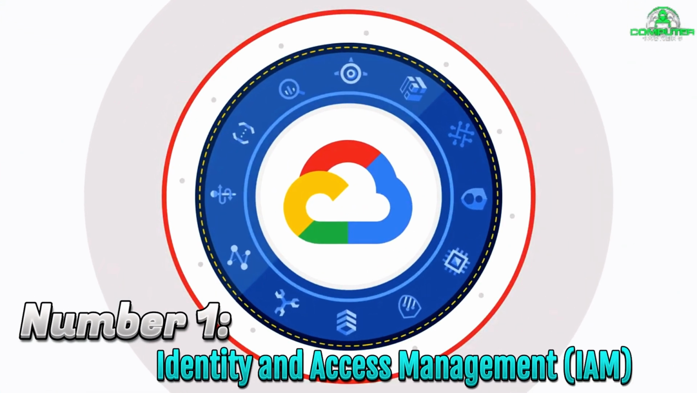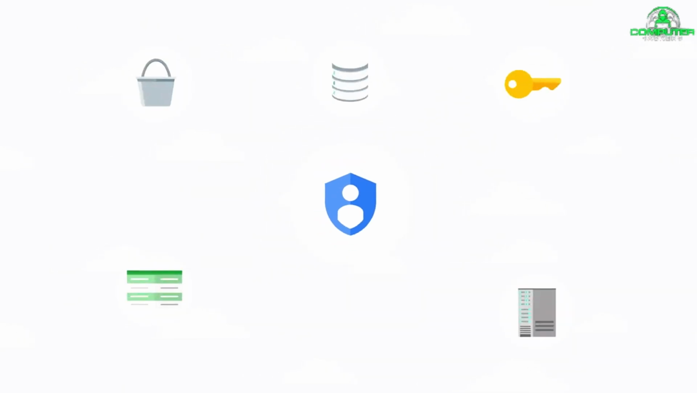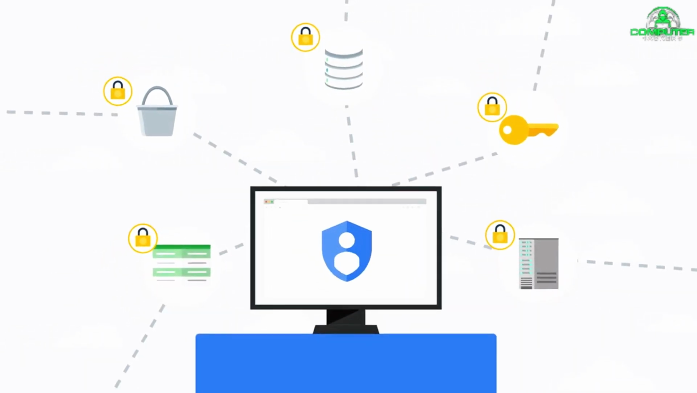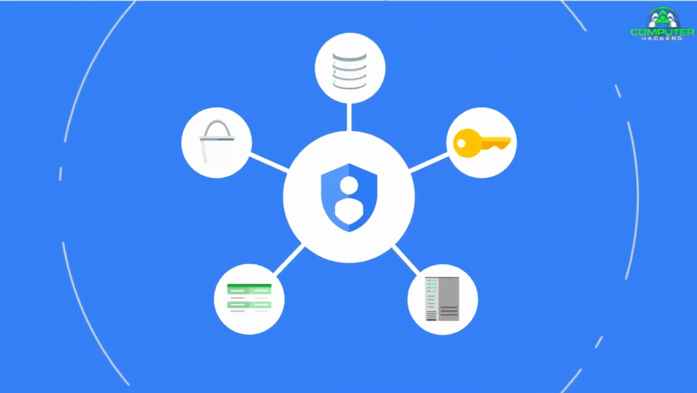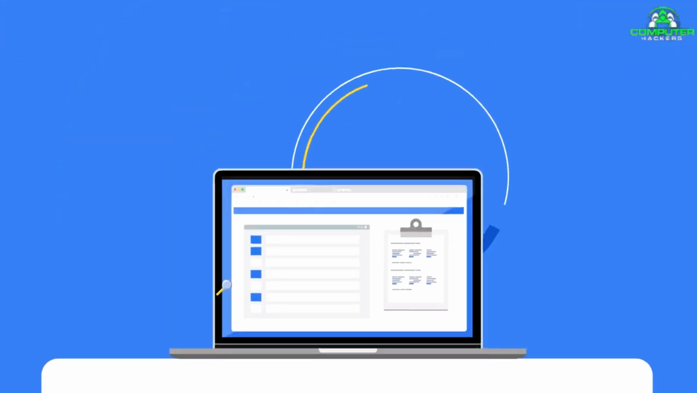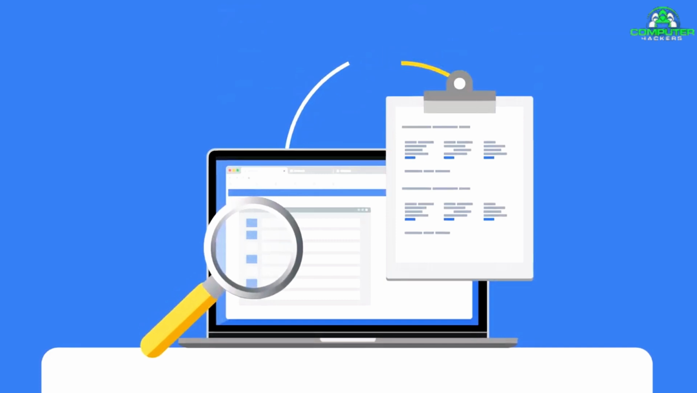Number 1. Identity and Access Management, IAM. GCP's IAM provides fine-grained access control by defining who can do what on which resources. The Identity-Aware Proxy (IAP) and Cloud Identity offer additional layers of security by limiting resource access based on user identity and device state.